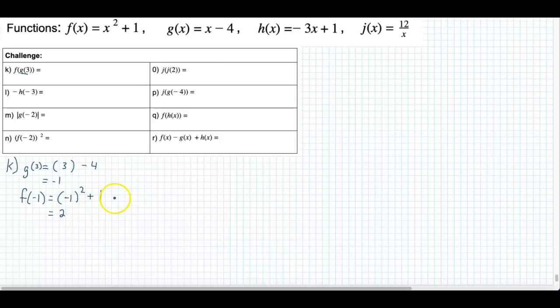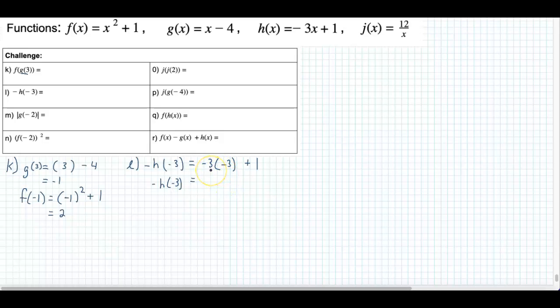All right, let's take a look at L. So L is negative, or we could say the opposite of h of negative 3. Let's see, what's the opposite of h of negative 3? First of all, let's find out what h of negative 3 is. So h of x is negative 3 times the input plus 1, since my input is negative 3.